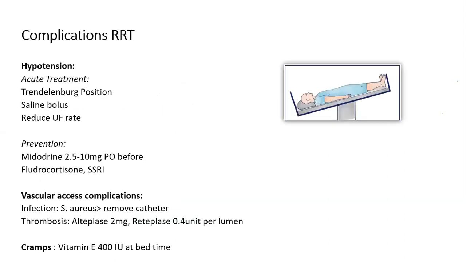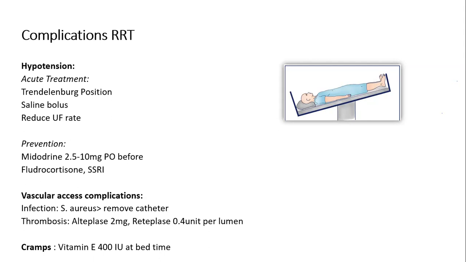Now, the complications of renal replacement therapy, the intradialytic hypotension. So the first thing you can do is try a Trendelenburg position, like you can see in this picture. That helps improve the hypotension. You can give saline boluses. You can reduce the ultrafiltration rate.